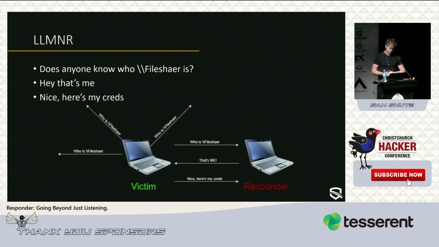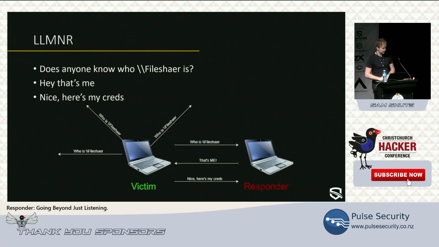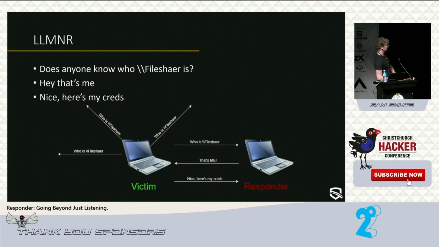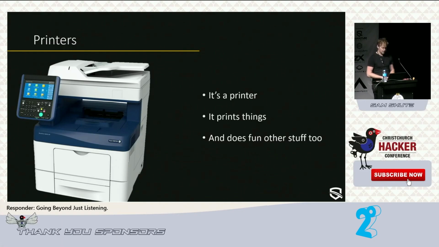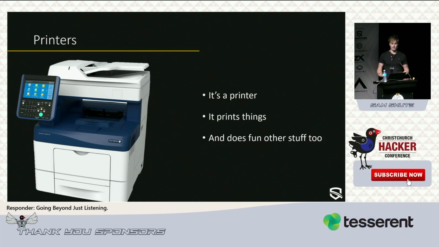For any of you that are visual learners, it works kind of like this. Our victim sends out all of those requests to say, who is the file share? And we just respond saying, that's us. And then they send us hashes. So that was a quick, dirty overview of how Responder works. Hopefully you're all experts in that now.